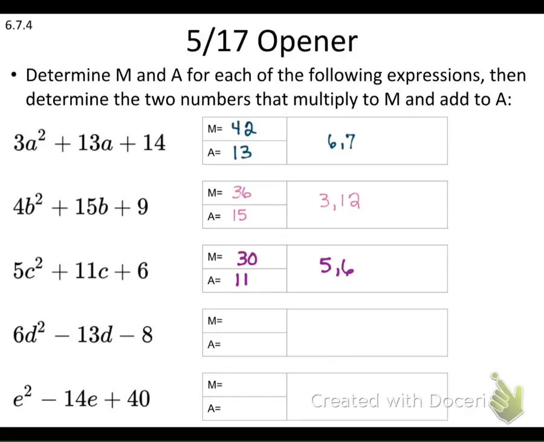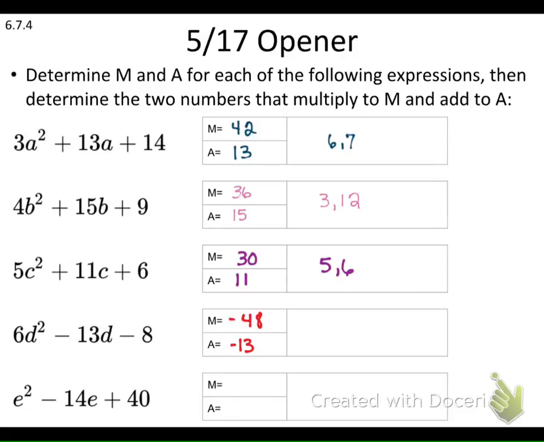Your M is going to be 6 times negative 8, which is going to be, what's 6 times negative 8? Elizabeth? Negative 48. Okay, so you're still going to use your blue factor sheet here. You're going to find 48. Then beneath, you're going to look at the factors. Which of those factors can you manipulate to get 13?